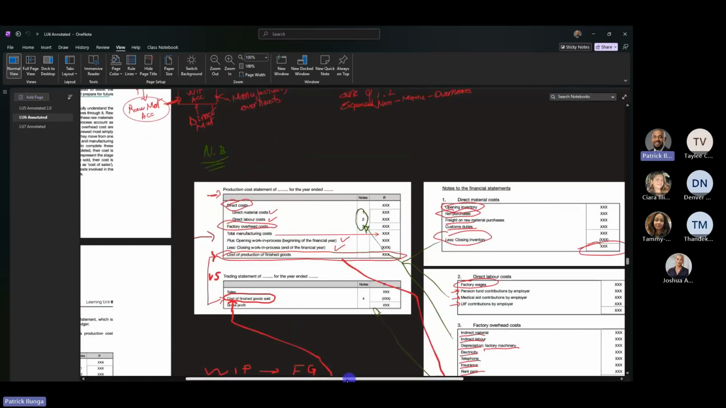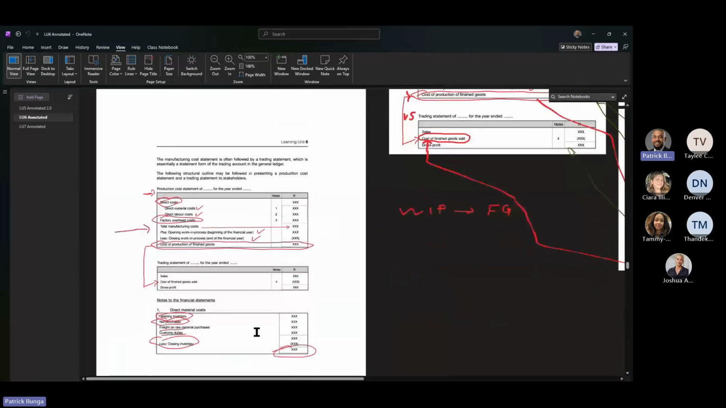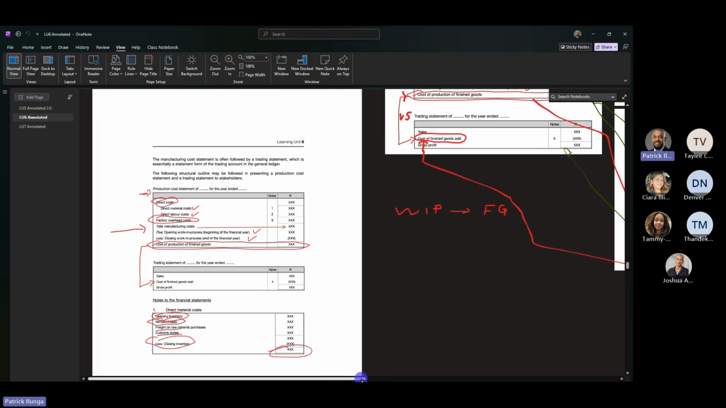What I wanted to touch is on the statement. Remember the statement, yeah? I told you there were 2 statements that we deal with, 2 little statements. There is the production cost statement that we've just covered, and there is the trading statement. Trading statement basically does one thing. It says sales minus cost of finished goods sold gives you what? The gross profit. That's all it does. It is as simple as that, right? Does this make sense?